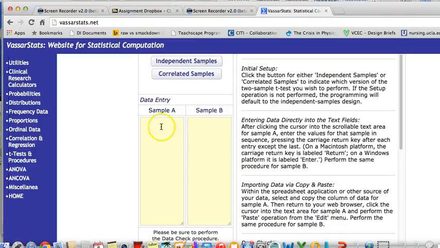So we've got a sample A and a sample B. Say it's two different classes. One class was using technology in their social studies curriculum. The other class was not. Sample A was technology. Sample B was not. So I'm going to enter some scores. All you do is enter the scores and hit enter on all except the last one, and I'm just doing random scores.